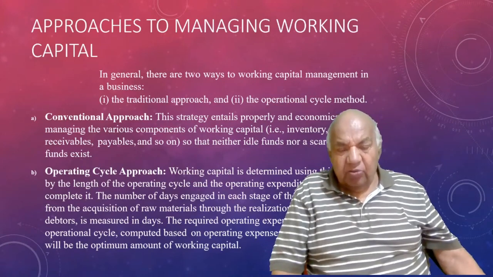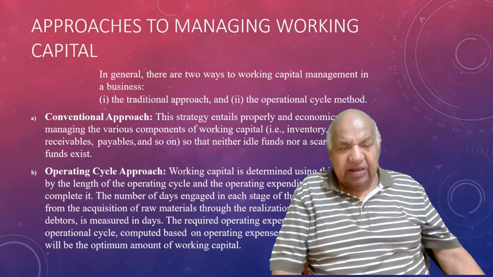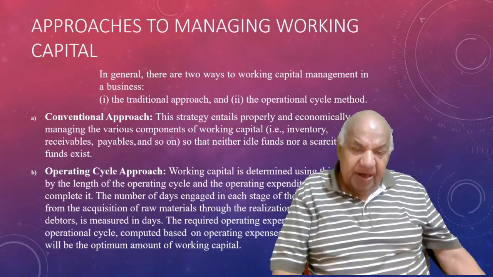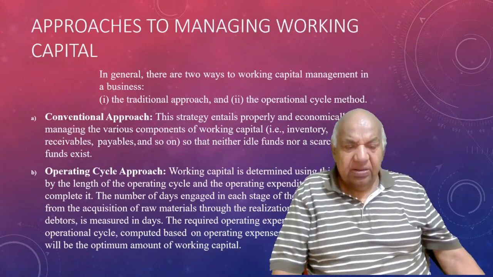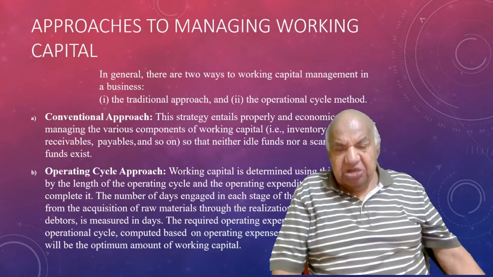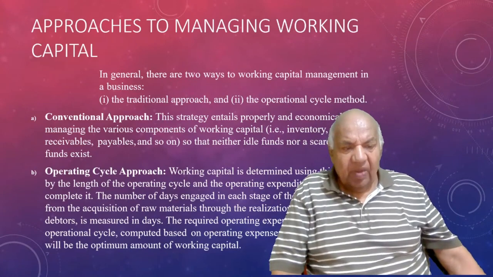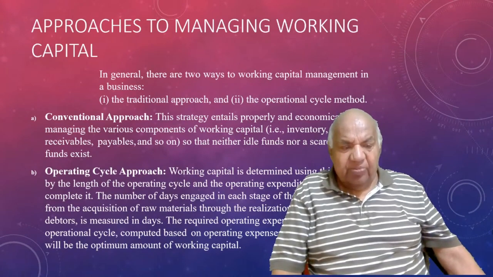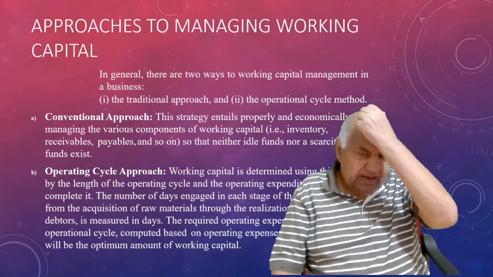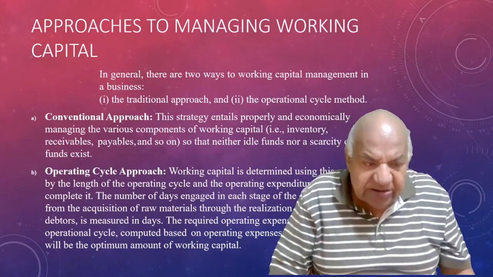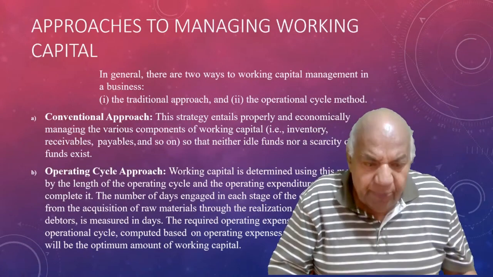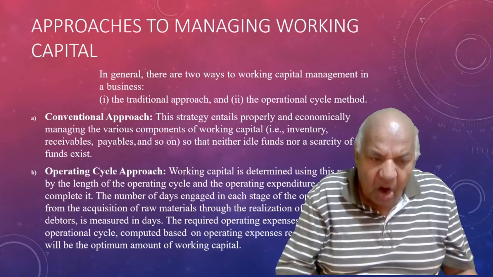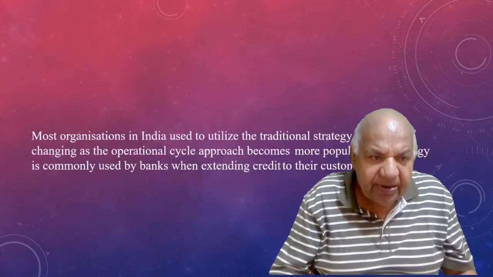Operating cycle approach: working capital is determined using this method by the length of the operating cycle and the operating expenditure required to complete it. The number of days engaged in each stage of the operating cycle, from the acquisition of raw materials through the realization of proceeds from debtors, is measured in days. The required operating expenses for an operating cycle, computed based on operating expenses required for a year, will be the optimal amount of working capital.